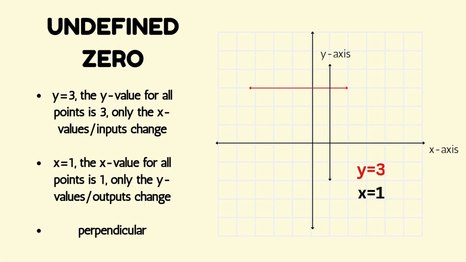Now, undefined is the complete opposite. Undefined is an undefined slope. You get rise over run of something over 0, which is undefined. So what that means is you have a vertical straight line, so up and down, and it's x equals a number. The number being the x value of all points of that line.